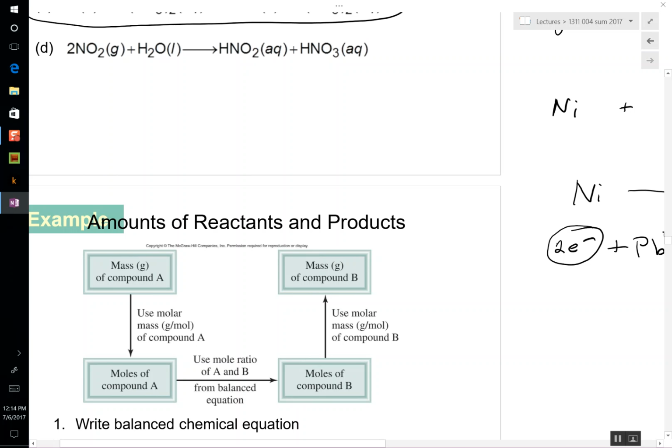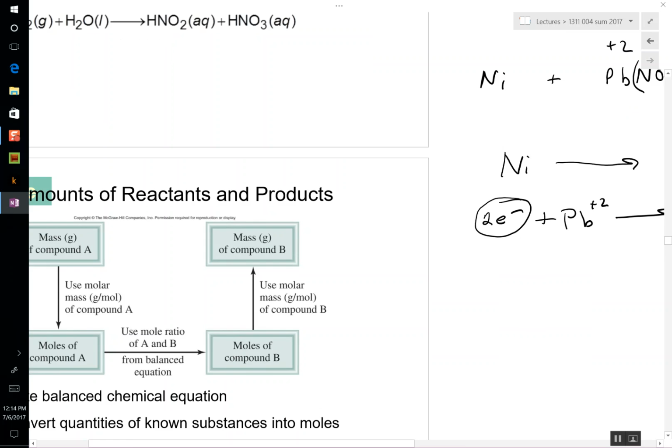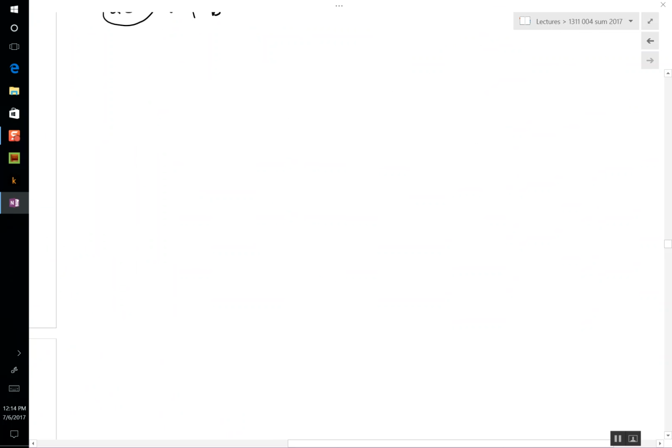B? 27B. We have chlorine reacting with sodium bromide to form bromine and sodium chloride.